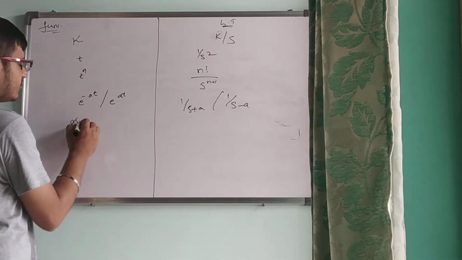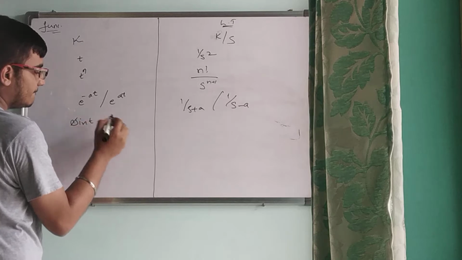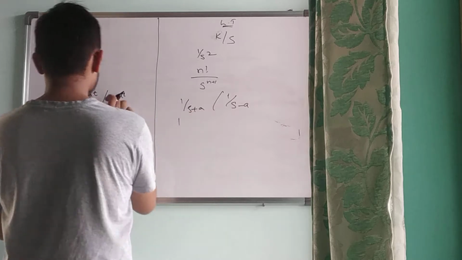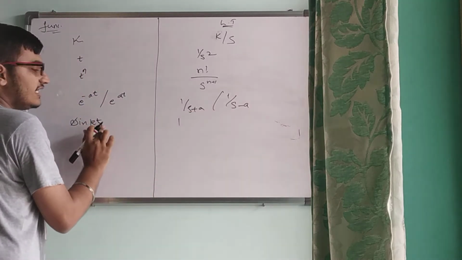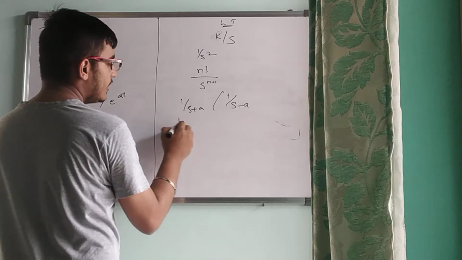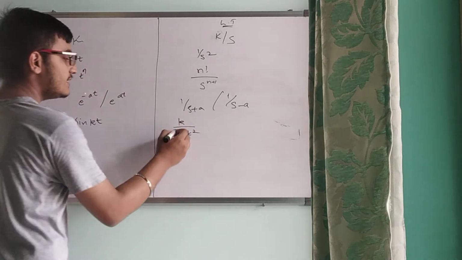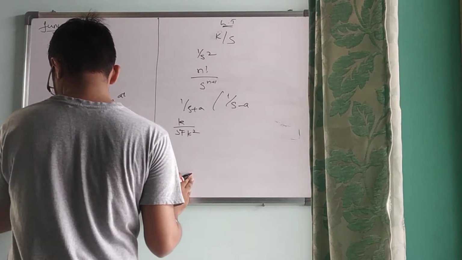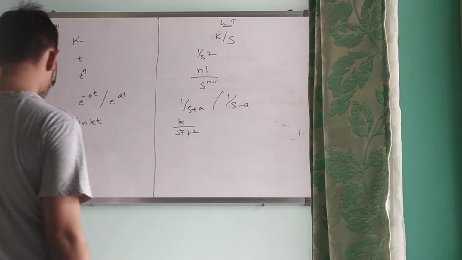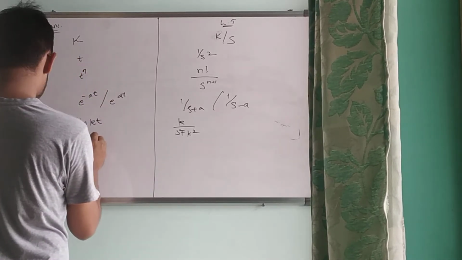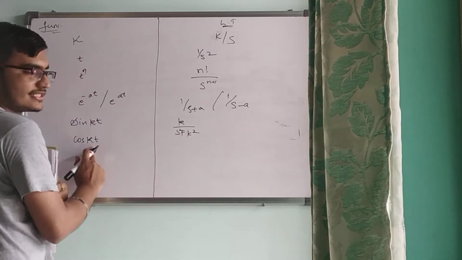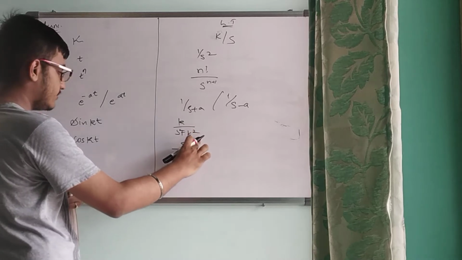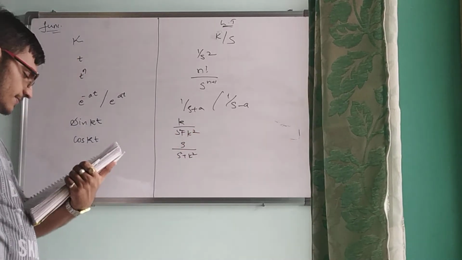Next, the Laplace transform of sin kt. It may be sin t with a constant, or with some k value. So the Laplace transform of sin kt is k by s square plus k square. Next, cos kt. The Laplace transform of cos kt is s by s square plus k square. For sin it is k by s square plus k square; for cos it is s by s square plus k square.